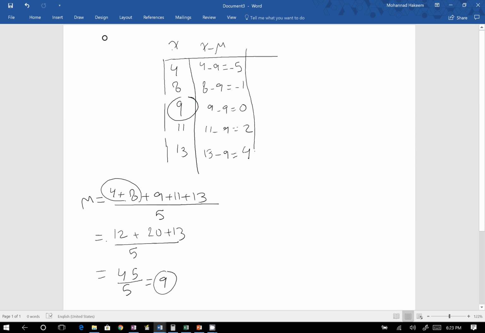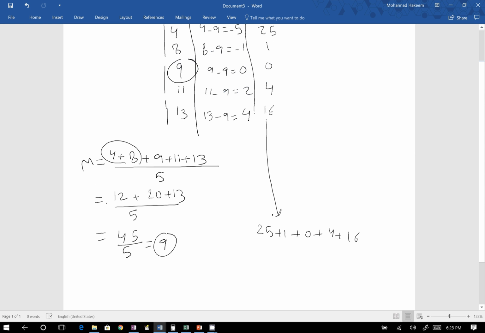Now my next step is to calculate the square of this, x minus mu squared. So 5 squared is 25. 1 squared is 1. 0 squared is 0. 2 squared is 4. 4 squared is 16. Now I should add all of them. So 25 plus 1 plus 0 plus 4 plus 16. This is 20, and that's 26. Sorry, the answer is 46.